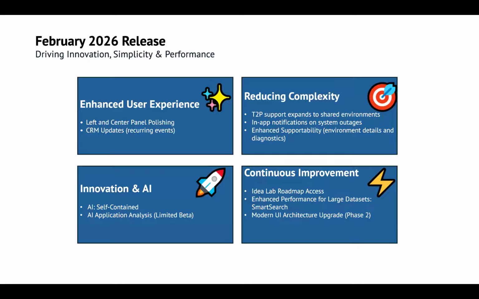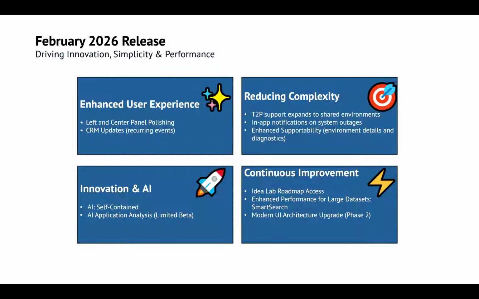In-app notifications, we've made some improvements there for better communication. And then enhanced supportability, we've added some additional attributes to the About screen so you can see exactly what type of environment you have, dedicated, shared, also along with the release group information, which determines the timing of when you get an upgrade. And then lastly, as I mentioned, the Idea Lab roadmap will be available. We've added a link within the February release for you to quickly access what's in plan, and that's a dynamic list that we're continually updating.